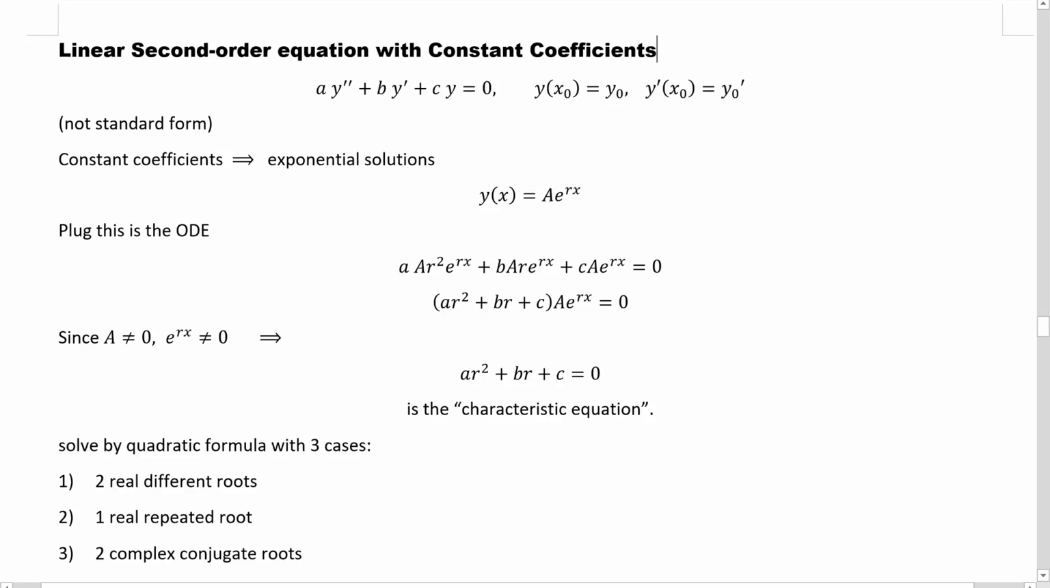Hi everyone, let's continue with session 5.1. So we're going to learn about how to solve linear second order differential equations with constant coefficients.